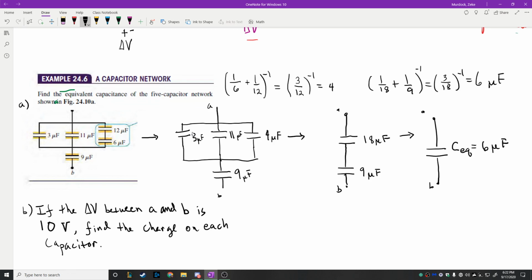If the potential difference between A and B is 10 volts, find the charge on these capacitors. What does that mean? Suppose that I connect up a battery here, like this, and I tell you that battery has a potential difference of 12 volts, or 10 volts. Find the charge on all of them. Does the question make sense?